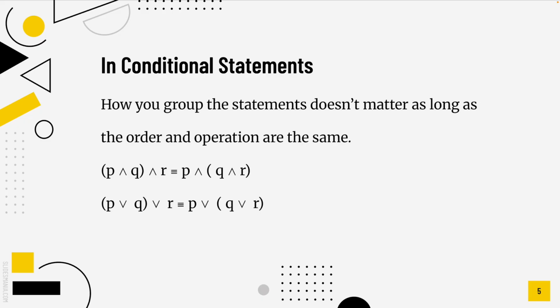In conditional statements, how you group the statements doesn't matter. However, again, the order and the operation have to be the same. If you move the order of the statements around, so if I switched the Q and the R around, or I changed these operations, then they would not get the same answer. But as long as the order P, Q, R is the same, and I've used the same connective statements here, then whether I group these or I group these ones does not matter. And that happens with the and and the or.